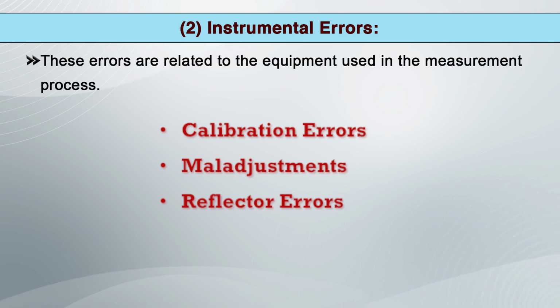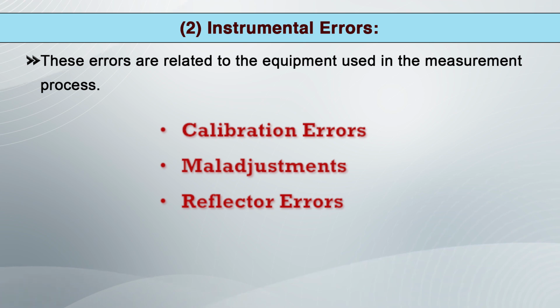An EDM instrument, like any precision instrument, can become maladjusted due to physical wear and tear, handling, and environmental factors. This maladjustment may cause error in the measurement process, especially if the instrument is not checked regularly.